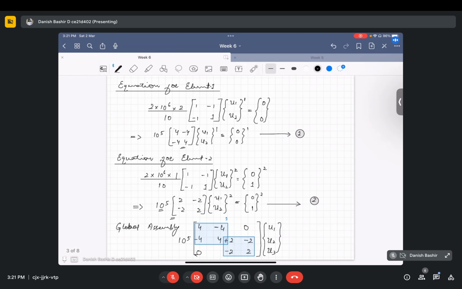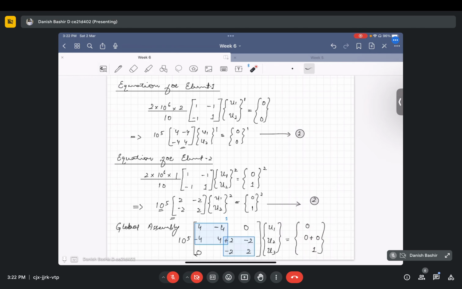Global values. Then you have to assemble the global force vector. Look, this is 0 0. First it will be 0 0. Then this is 0 1. You have to do plus here 0 comma 1. Okay, I will show you. This one is for element 1, this one is for element 2.